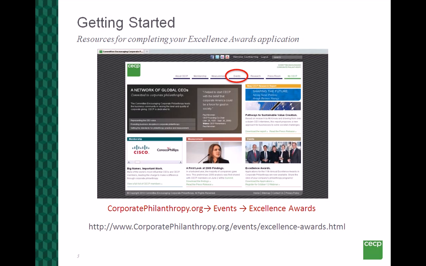Click on the Events tab on the top navigation, which is circled in red on this slide. Then on the left-hand navigation, you would click on Excellence Awards. All of the resources are linked under Learn More on the bottom of that page or under the Excellence Awards link in the left navigation.